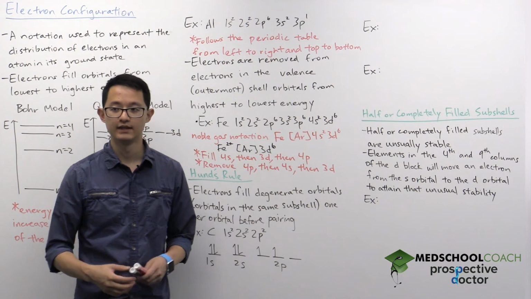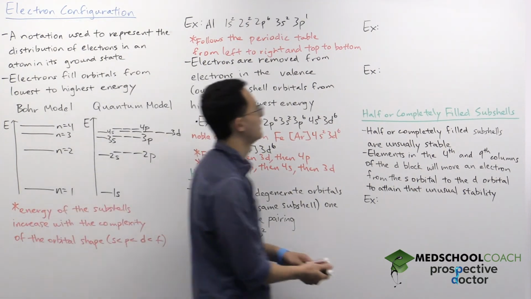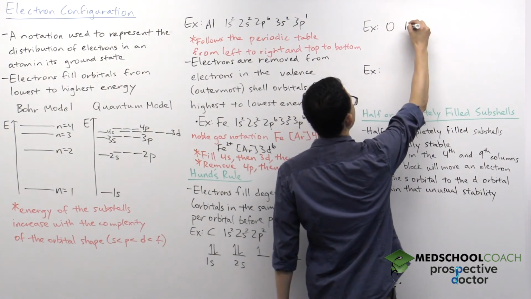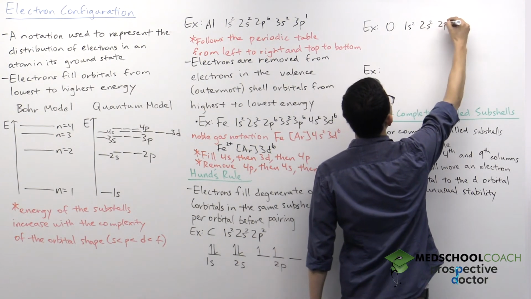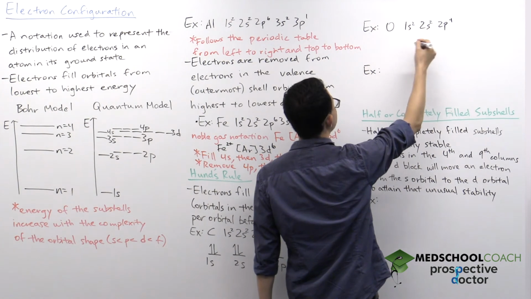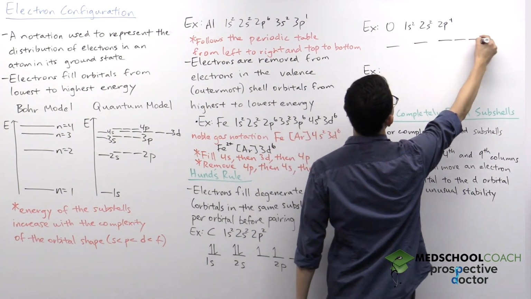All right. Let's take a look at a couple more examples of this. So let's say, for instance, we're looking at oxygen. Oxygen, if you look at the periodic table, is 1s2, 2s2, 2p4. So again, if we draw out the subshells, we're going to have the 1s, the 2s, and the 2p.